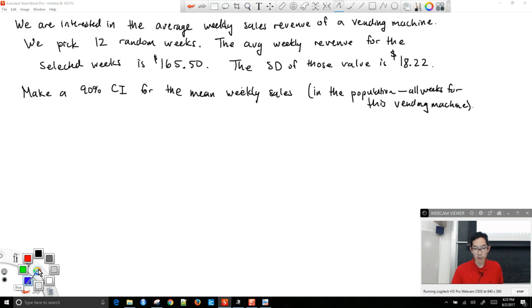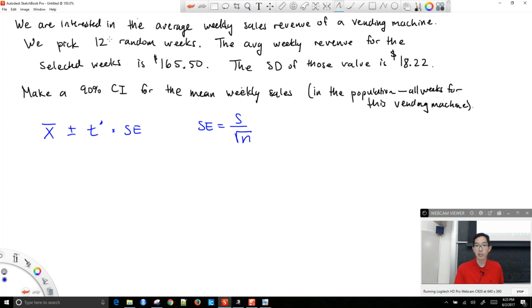I'll just do this for you guys. Okay. We've got x bar plus or minus t star times the standard error. Our standard error is s divided by the square root of n. Okay, let's go through and label our numbers. 12, what is 12? What letter is this? This is our sample size n, right?